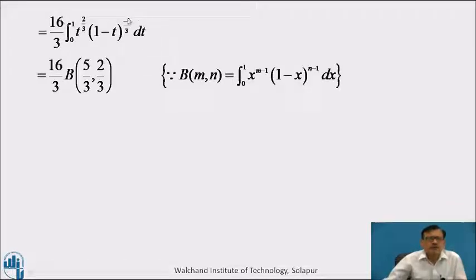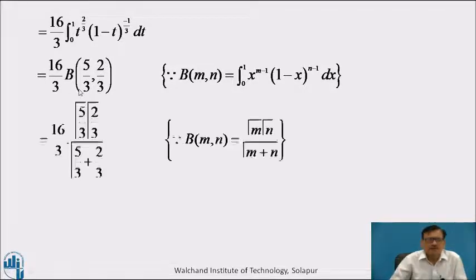Now we have expressed the given integral in terms of the beta function. As you know, beta of m, n is equal to the integral from 0 to 1 of x raised to m minus 1 into (1 minus x) raised to n minus 1 dx. Here m minus 1 is 2 by 3, therefore m is 5 by 3, that is 16 by 3 into beta of 5 by 3, and n minus 1 is minus 1 by 3, therefore n is 2 by 3. This is the value of the given integral in terms of the beta function.